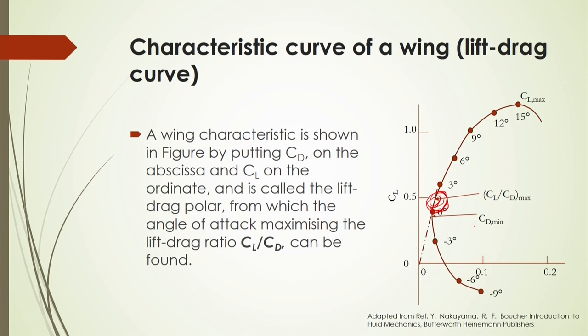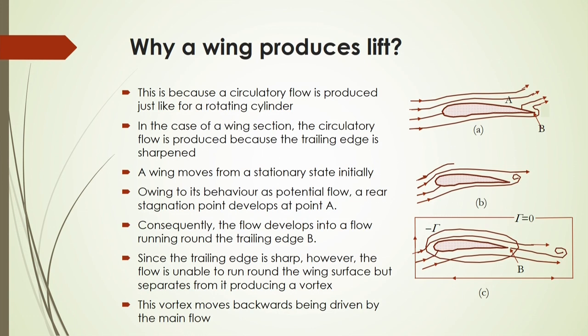And you will see there will be a minimum value of CD which you can get from this curve also, and at this minimum of CD you will see there will be a maximum lift there. And also, why does a wing produce lift? It will be due to a circulatory flow that is produced, just like for a rotating cylinder.